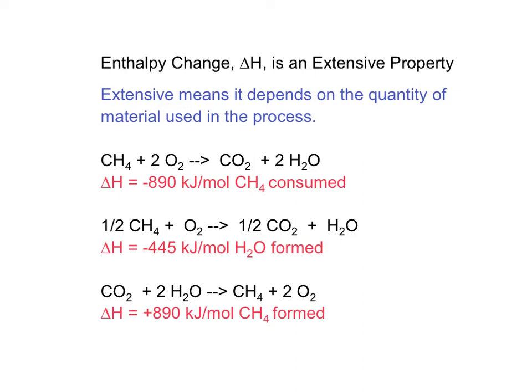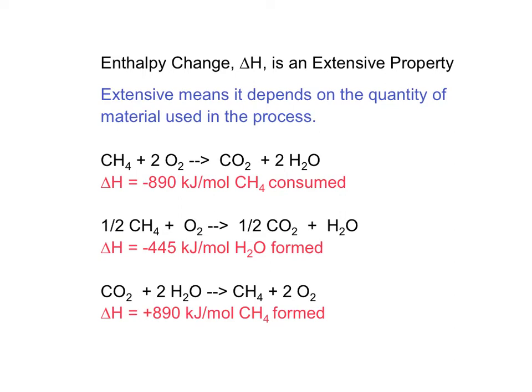All right, now, if it's extensive, let's say that I was interested in writing this reaction in terms of moles of water formed. Instead of 2 moles, we write it in terms of 1. So we divide all the coefficients by 2: half a mole of methane, 1 mole of oxygen, half a mole of CO2, 1 mole of water. And so if you're going to divide the coefficients by 2 in the balanced equation, then you're going to divide the heats as well. So half of the quantity, because it's extensive.